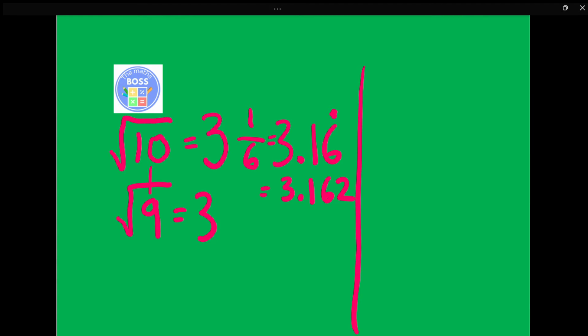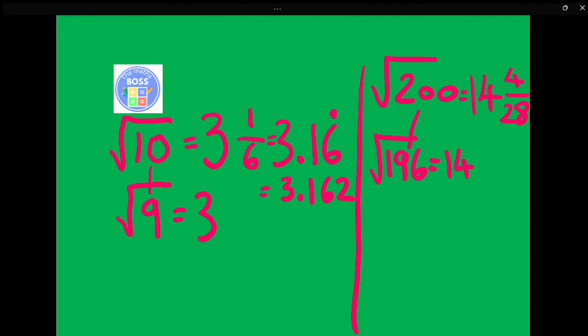Let's go for the square root of 200. Square root of 200, the nearest square root is the square root of 196, which is 14. So our answer is going to start with 14. The difference between these two numbers, 200 minus 196, is 4. And if we double this 14, we get 28.